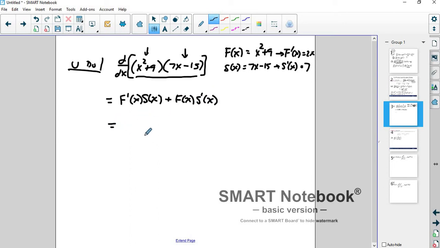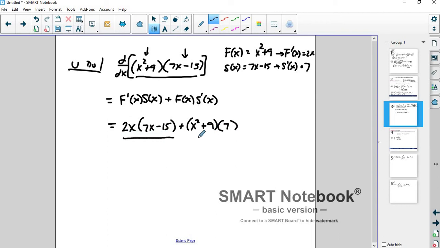I won't give it to you, but then again, for this semester you have your notes allowed, so you do it however you want. But anyway, we get 2x times the group 7x minus 15, don't forget to group it, and then the group f of x, which is x squared plus 9, times s prime, which is 7.